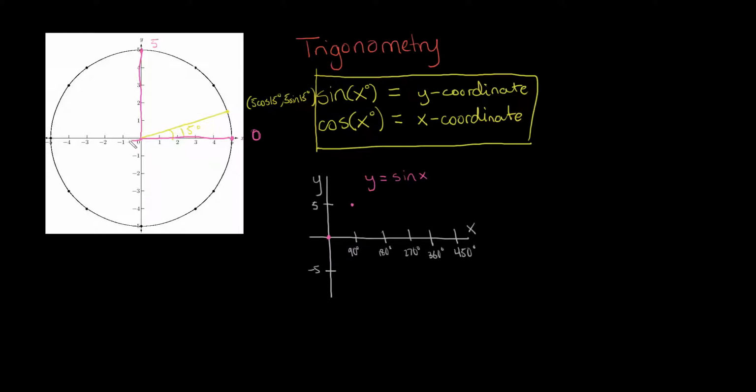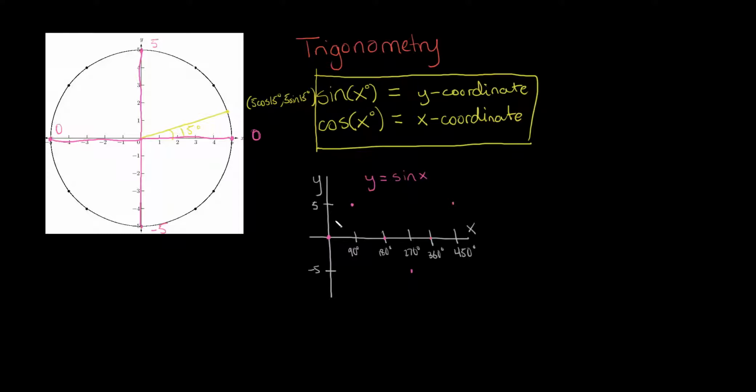At 180 degrees, we again see that we have a y position of 0. So we go back to 0 at 180 degrees. But then at 270, we have a y position of -5. So we go down here at 270 to -5. And clearly at 360, we again have 0, and at 450, we again have +5.